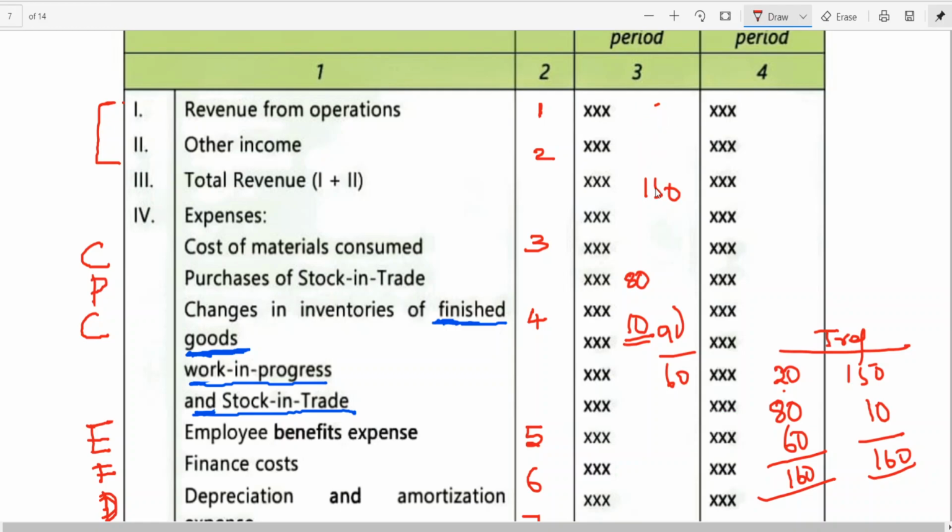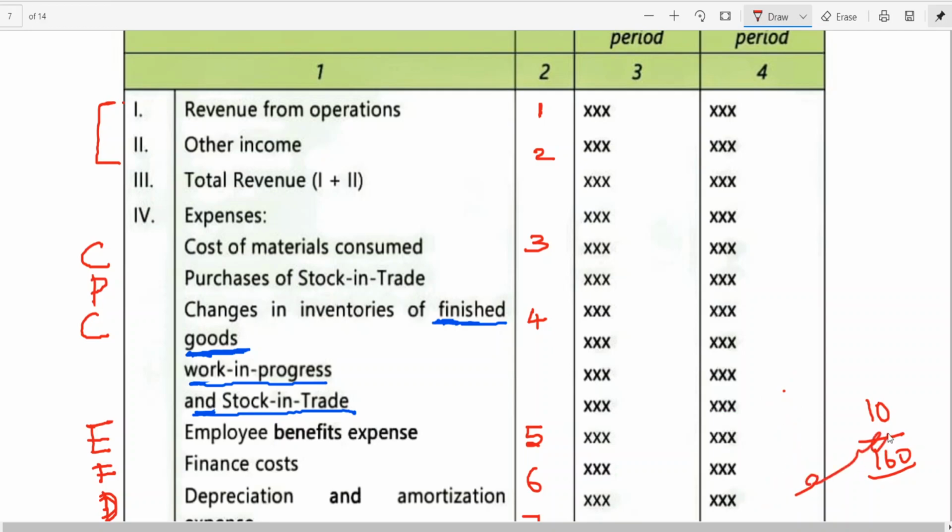I think the format has been arranged vertically. That means you are not learning anything new. Instead of showing horizontally, you are showing the statement vertically. But this change in inventory consists of finished goods, work in progress, and stock in trade. So how to remember? C for cost of material consumed, P for purchase of stock in trade, C for changes in inventory of finished goods, work in progress, and stock in trade.